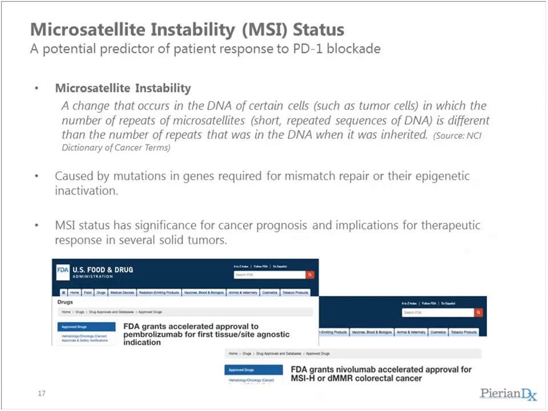Moving on to microsatellite instability. Again, many of you know microsatellites and the number of repeats within those microsatellites may be altered in tumorigenesis, and this is typically caused by mutations in the mismatch repair genes or through epigenetic inactivation of those genes. And obviously the status of MSI, which today is really determined by PCR of about 5 loci, has significant implications in cancer prognosis and for therapeutic response.